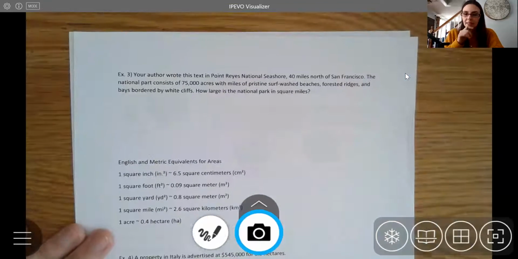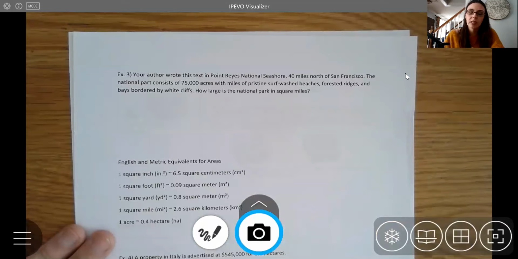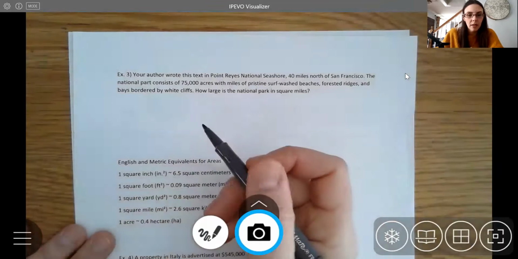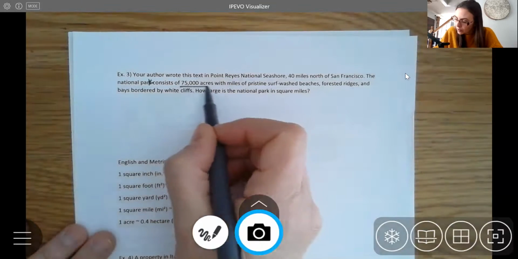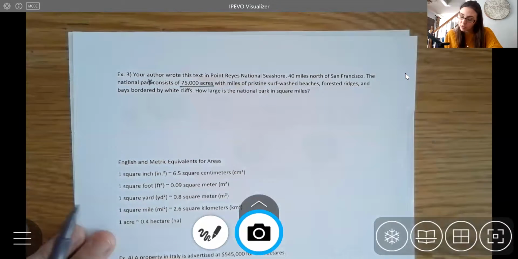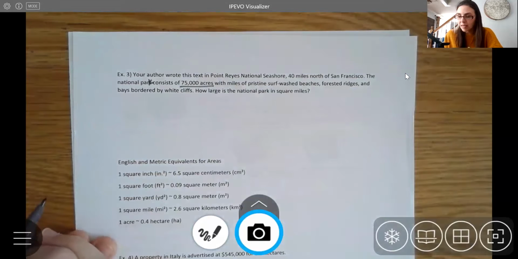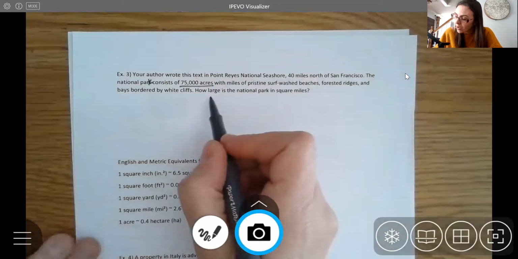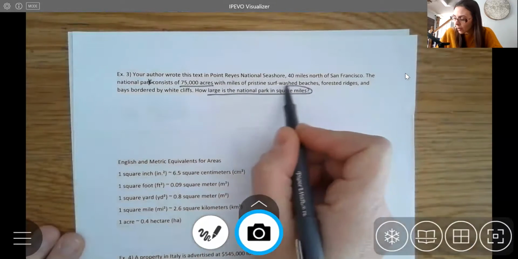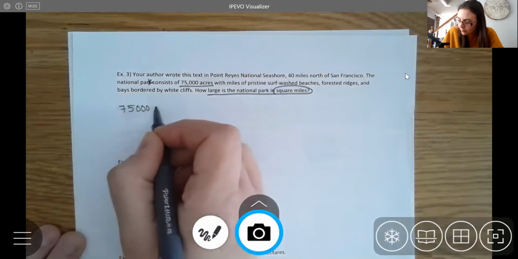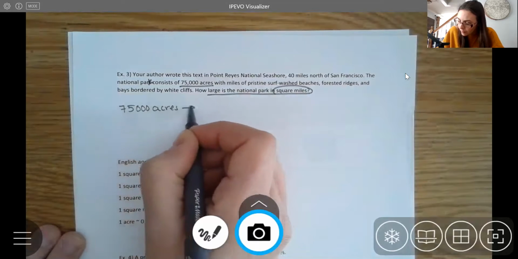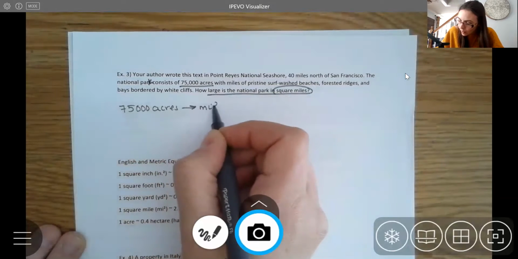Your author wrote this text in Point Reyes National Seashore, which is 40 miles north of San Francisco. The national park consists of 75,000 acres with miles of pristine surf-washed beaches, forested ridges, and bays bordered by white cliffs. It sounds lovely. How large is the national park in square miles? So we're starting with the acres, and we want to go to square miles.